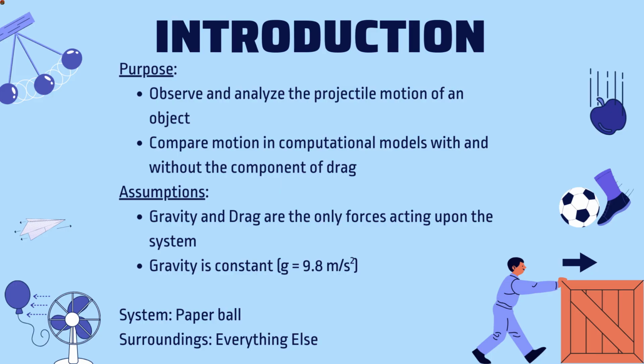Okay, so for the introduction section of this lab, we see the two purposes: firstly, to observe and analyze the projectile motion of an object, with this object being the paper ball, and the second being to compare motion in computational models with and without the component of drag. Our key assumptions for this lab are that gravity and drag are the only forces acting upon the system and that gravity is constant. For this lab, the system is the paper ball and the surroundings is everything else in the environment.